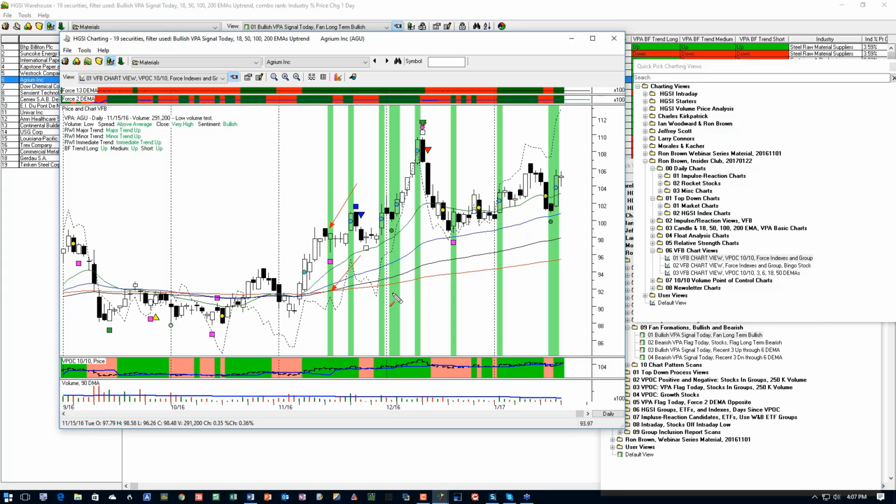Now, at this point, I am doing this fan and requiring a VPA signal. So that doesn't necessarily have to be the case. You can. I'm doing it because the more I work with VPA, the more valuable it becomes to me. It alerts me to potential good trades. So here was a trade right here. The buy point would have been right there. You know, it was good for a few points.